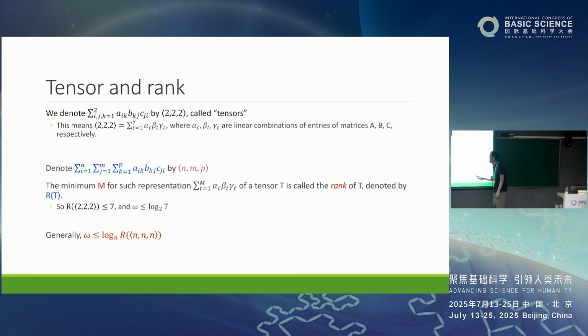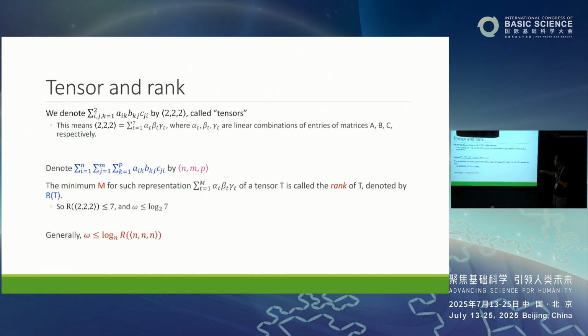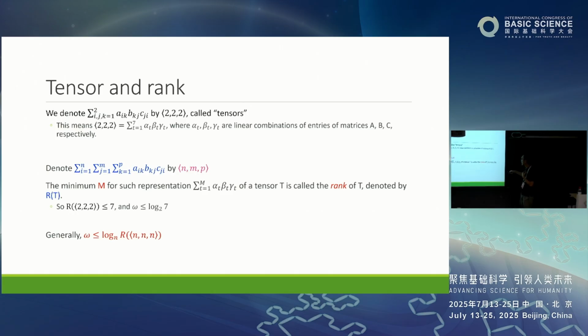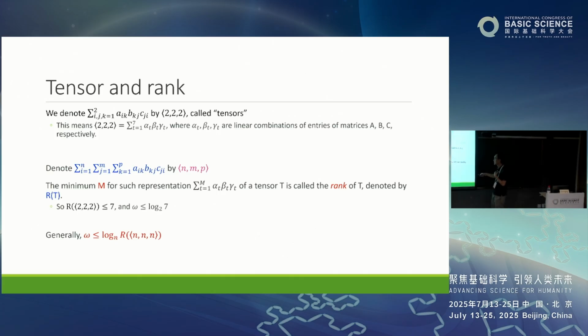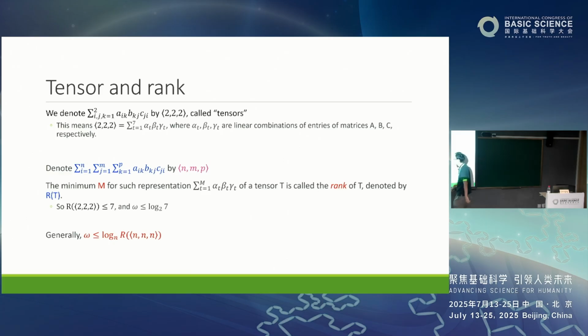Consider the minimum m for such a representation, that is, if this tensor can be represented by the sum of m such products. The minimum of such m is called the rank of T, denoted by R(T). So Strassen's algorithm means that the rank of this 2 by 2 by 2 tensor is less than or equal to 7. So omega is less than or equal to log 7 base 2. And generally, we can have a bound like omega is at most log base n of R of the n by n by n tensor.